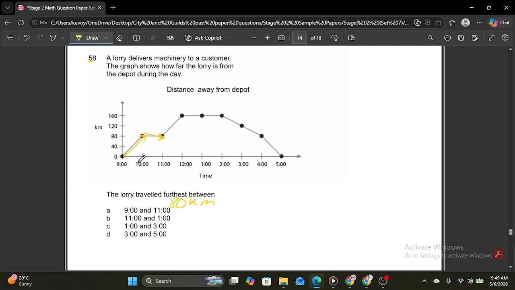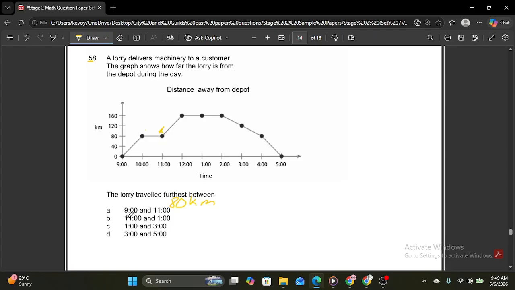Let's look at B. So let's clear this off and let's look at B. B says 11 a.m. to 1 o'clock. So we start right here, 11 a.m. He is already 80 kilometers away from the depot. This is the starting point. So he's 80 kilometers away.